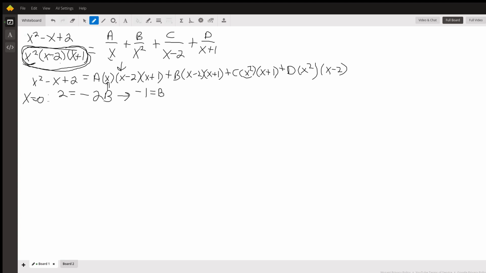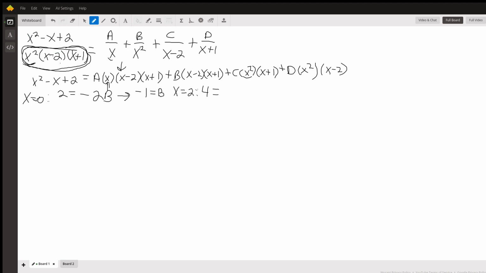Okay, let's try the next one. I'm going to use the next root, which is 2, because 2 minus 2 equals 0. x equals 2, 2 is a root. I'll put it right next to it here. x equals 2, and I will see what happens. On the left side, 2 squared is 4, minus 2 is 2, plus 2 is 4, equals. Anything with x minus 2 will go away.